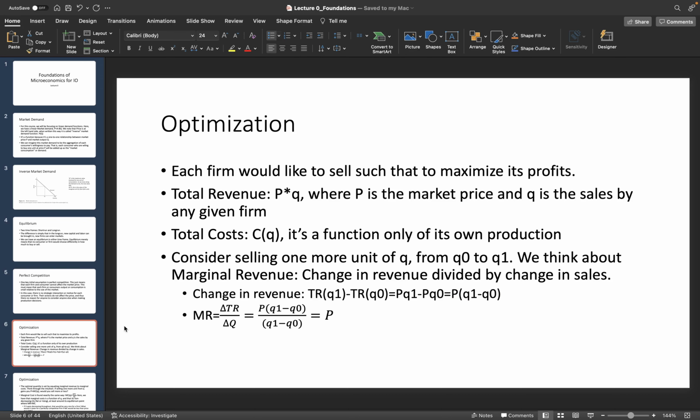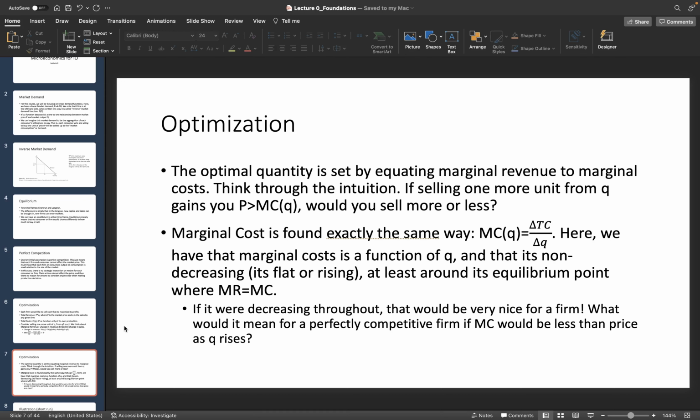Now, the optimal quantity is set by equating marginal revenue to marginal costs. Think through this intuition. If selling one more unit of Q gains you P greater than the marginal cost of selling one more unit, would you sell more or would you sell less? Clearly you will sell more. If the price, or the return to selling more, is greater than the cost of selling a little more, then you would sell more.